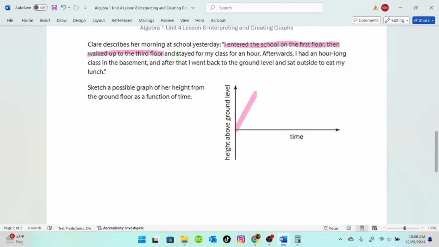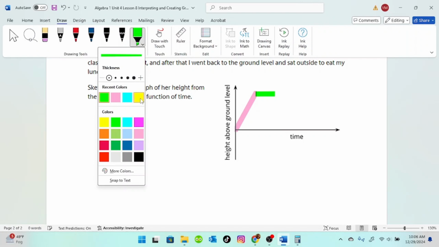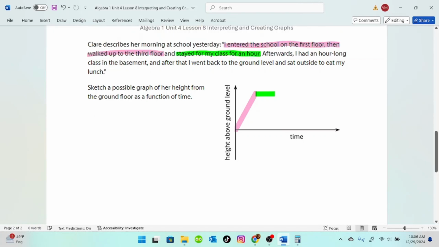Next, it says she stayed for my class for an hour. That means the height isn't changing. She's staying on the third floor. Next, afterwards, I had an hour-long class in the basement. Well, first, we need to get her down to the basement. And the basement is going to be below ground level. Then, we're going to show that she stays there for an hour.